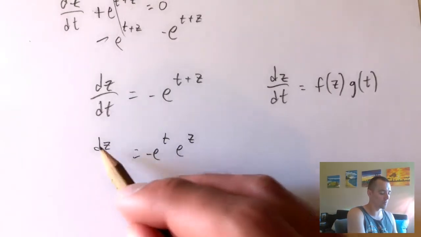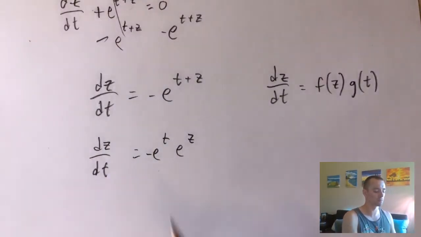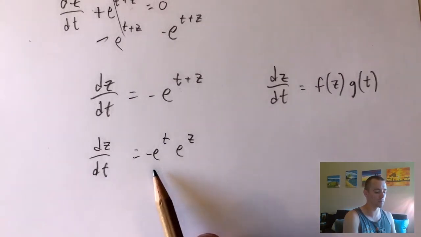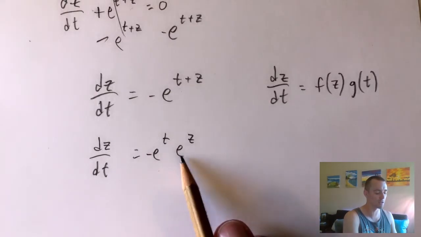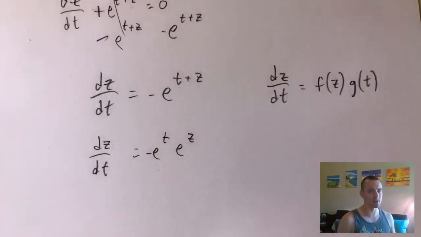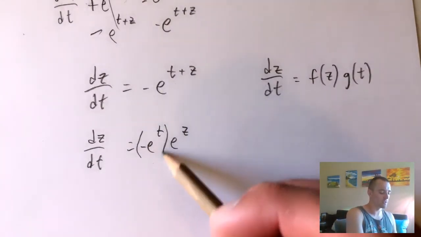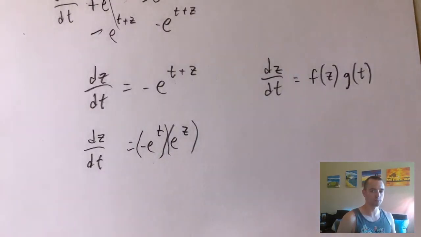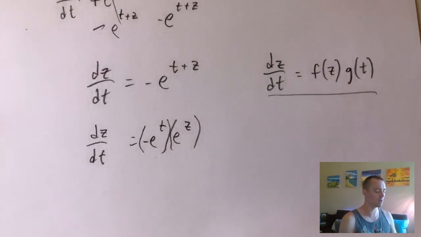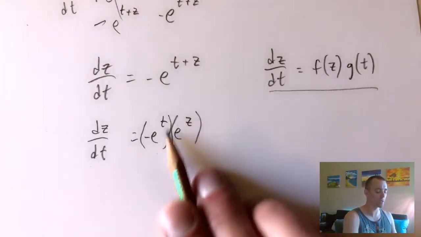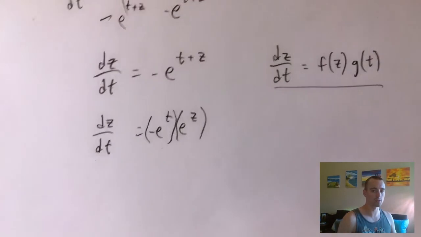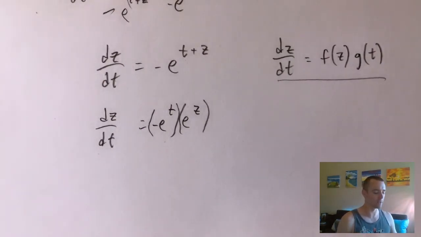It doesn't really matter which piece you put that negative sign on, because negative e to the t times e to the z is the same as e to the t times negative e to the z. It's going to work out the same either way. The important piece is that now we have this function of t multiplied by this function of z, just like the formula from my study guide suggests. So now we can move our dt over to this side, move the piece with the z to the other side, and then we'll be able to integrate both sides from there.